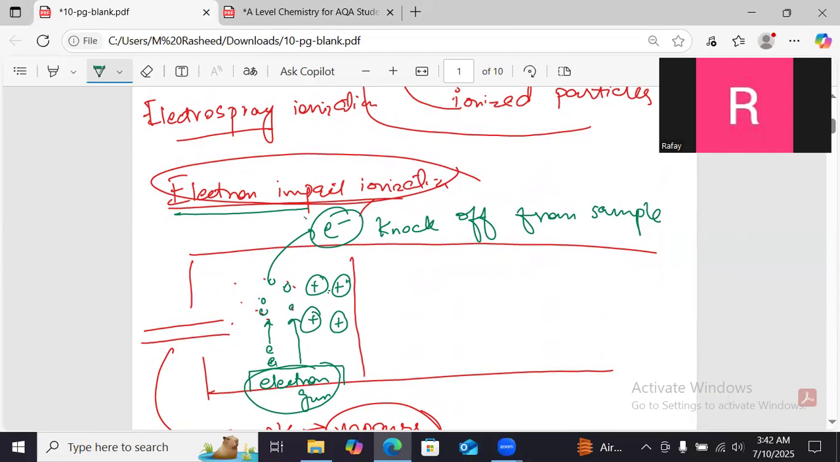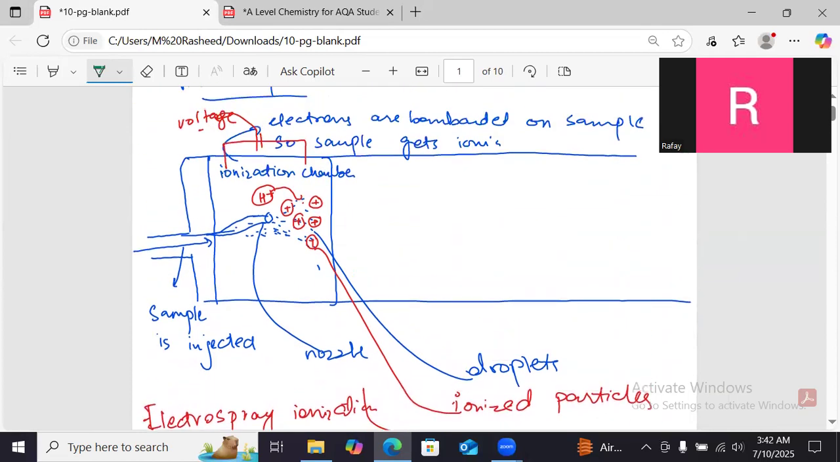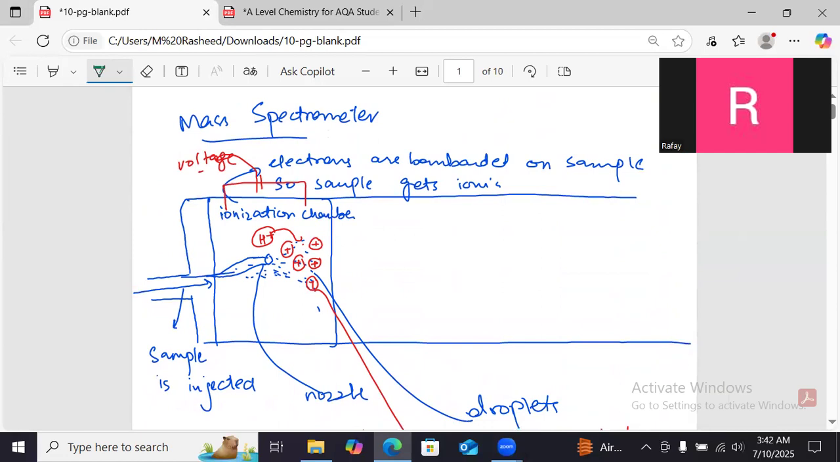But in electrospray, it is different. In electrospray ionization, there is no electron gun. Over here, voltage is applied by electricity, basically. So you have to mention that in electrospray ionization, voltage is applied, and this voltage causes the electrons to move out. As a result, sample becomes positively charged.